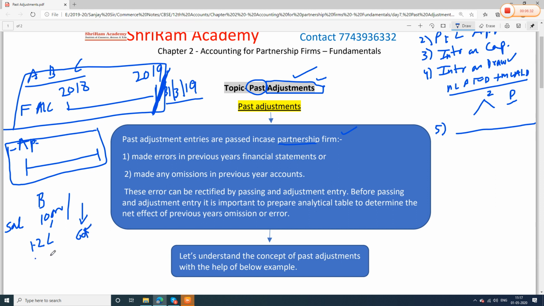60,000 rupees. So this is an error. Next, made any omission in the previous year. So either an error is made or an omission is made. See now, what is omission?